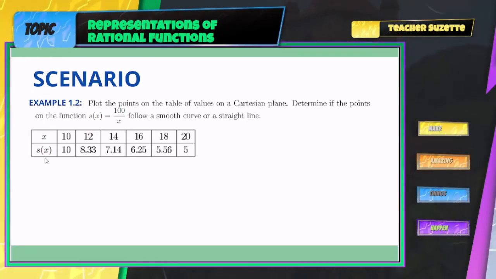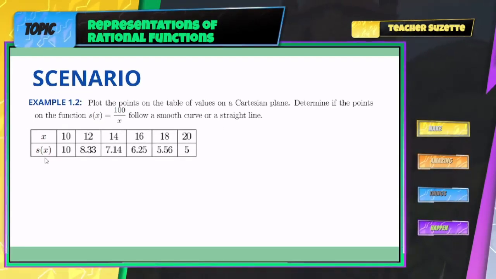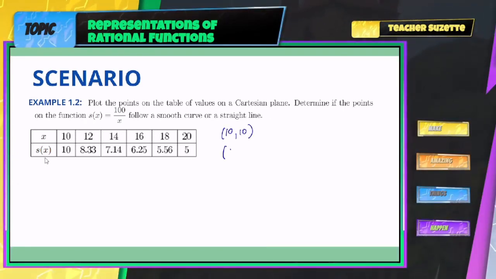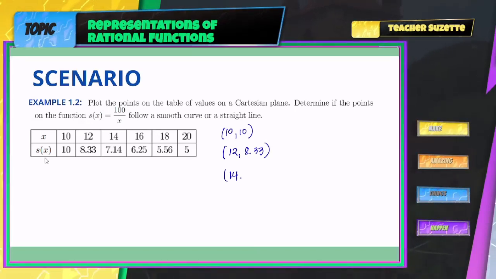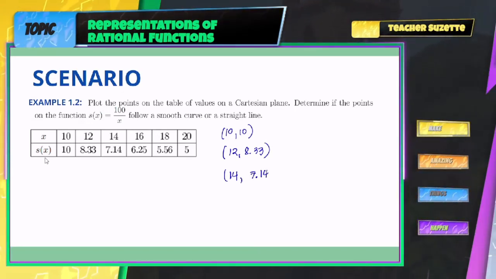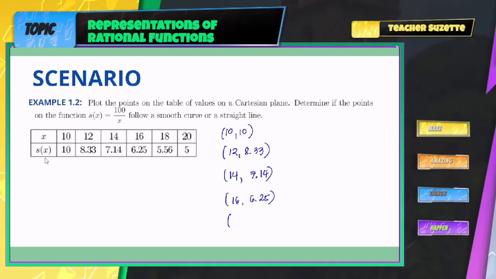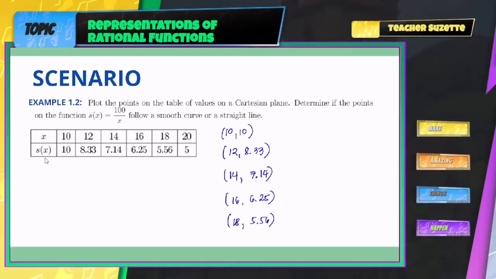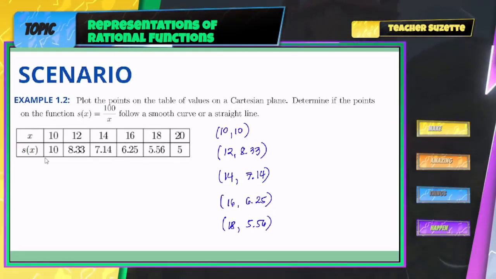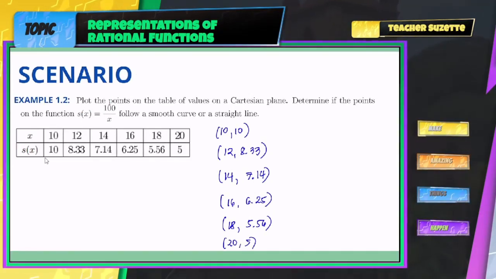First, we have 10, 10. Then, we have also 12, 8.33. Next, 14, 7.14. Next, 16, 6.25. Next, 18, 5.56. And lastly, we have 20, 5. So, there you go.